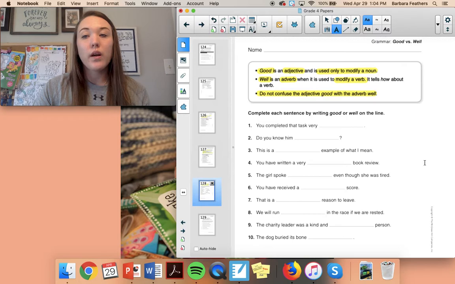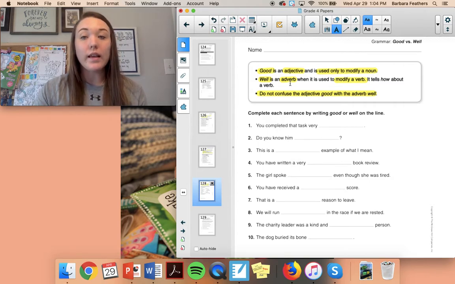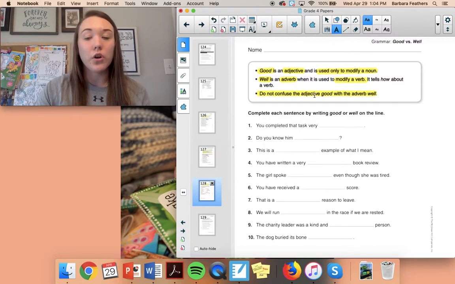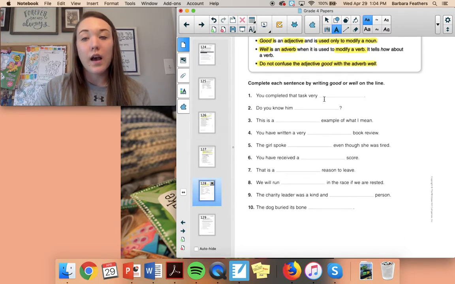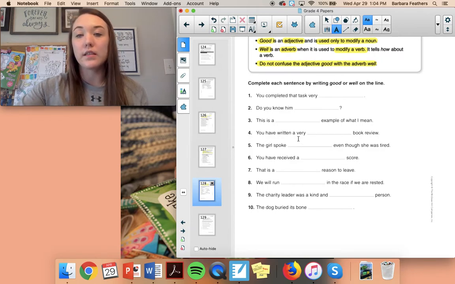Page 128 is looking at the difference between good and well. Good is an adjective. It is only used to modify a noun. Well is an adverb. It modifies a verb and tells us how. Do not confuse good with well. You need to decide on each of these lines whether good or well completes the sentence.